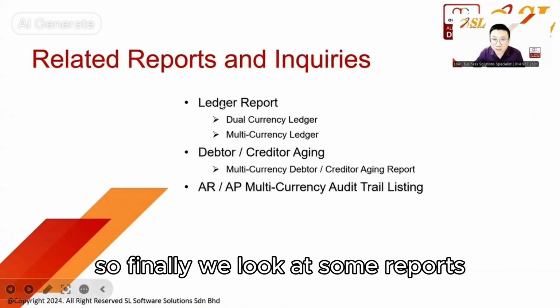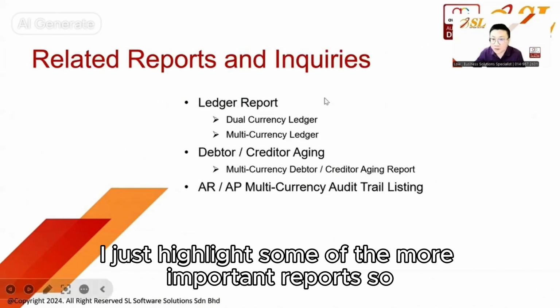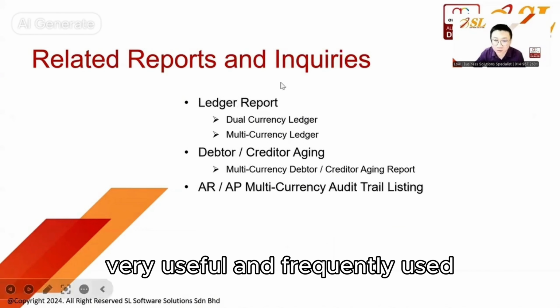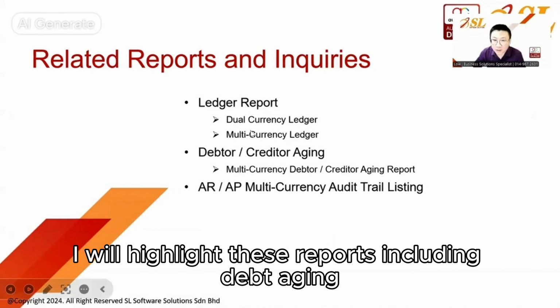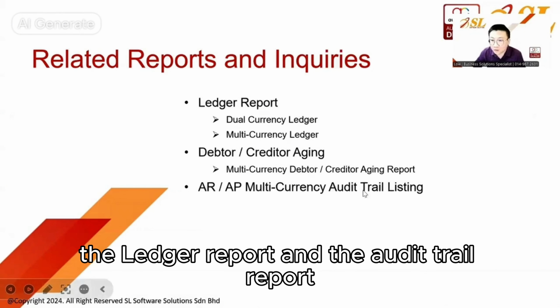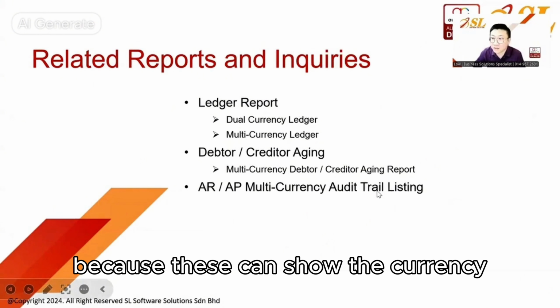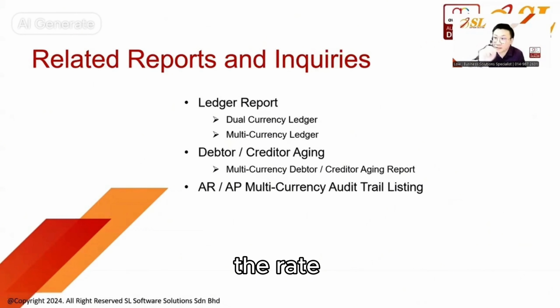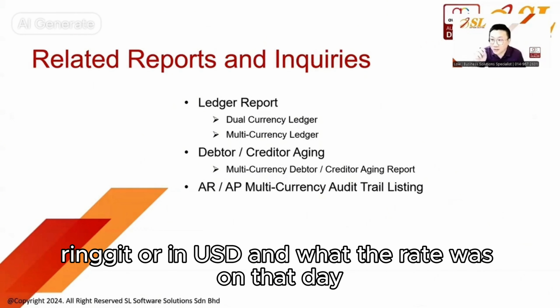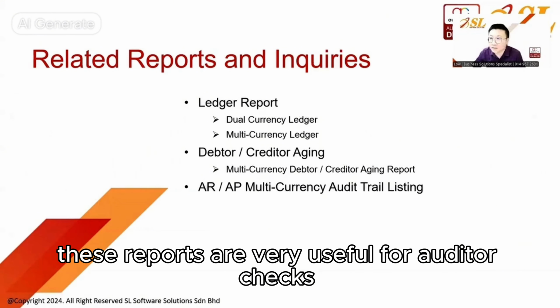So finally, we look at some reports, some ledger reports. I just highlight some of the more important reports. So the ones that are commonly used, very useful and frequently used, I will highlight these reports, including debt aging, the ledger report, and the audit trail report, because these can show the currency, the rate, or whether the payment was made in Malaysian Ringgit or in USD, and what the rate was on that day. These reports are very useful for auditor checks.